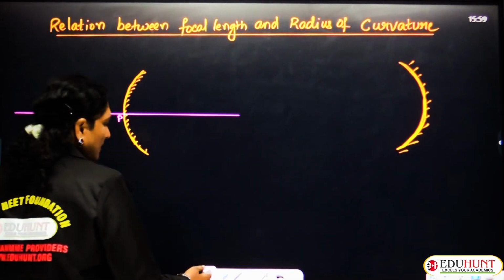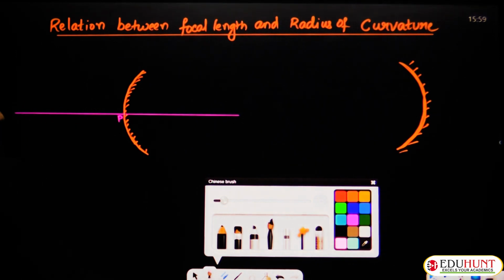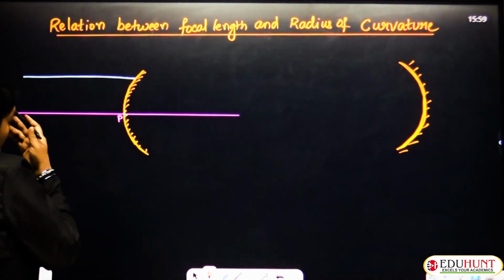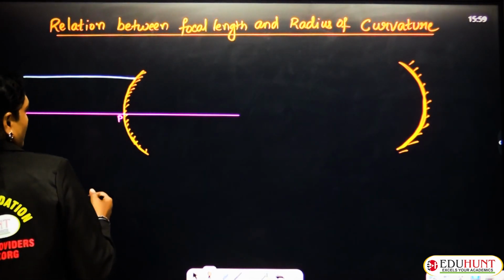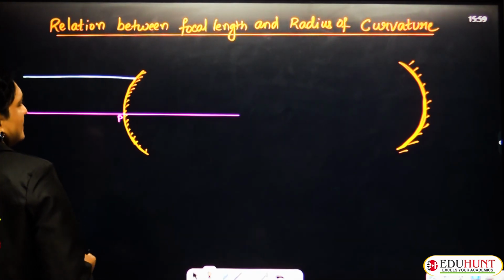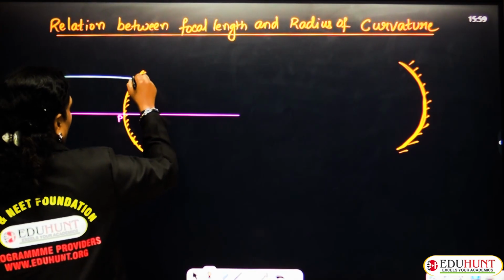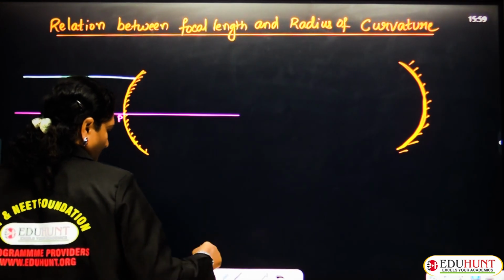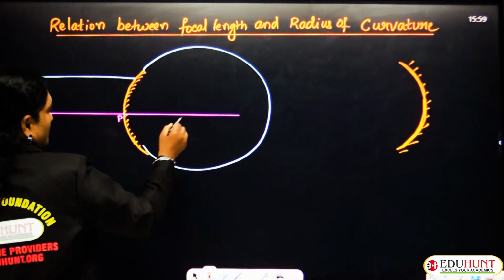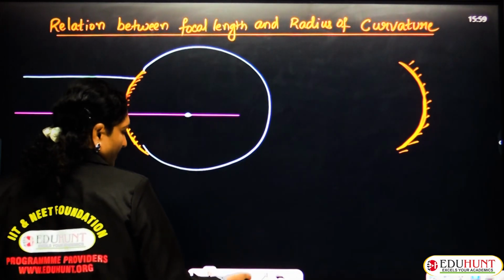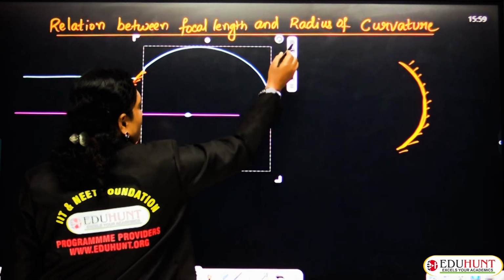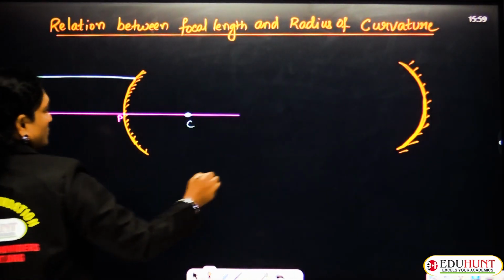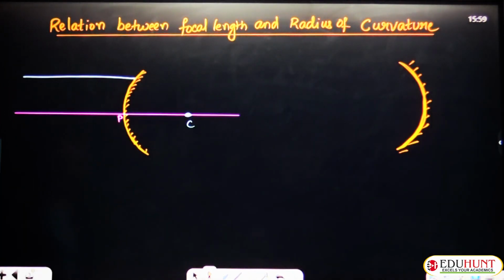As we know, all the light rays that fall on the mirror going straight, after reflection will be meeting at the focus. Suppose the mirror is being produced, then the center of curvature will be formed somewhere here. So, this is the position of your center of curvature. The center of the complete sphere of the mirror is called the center of curvature.